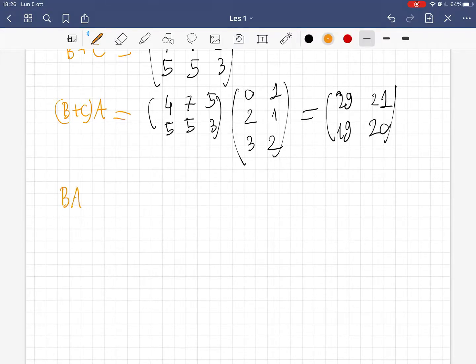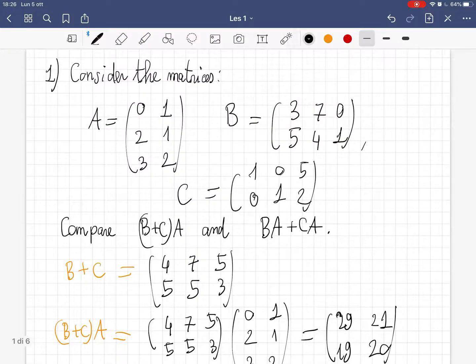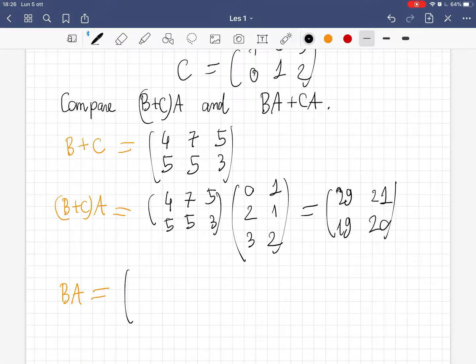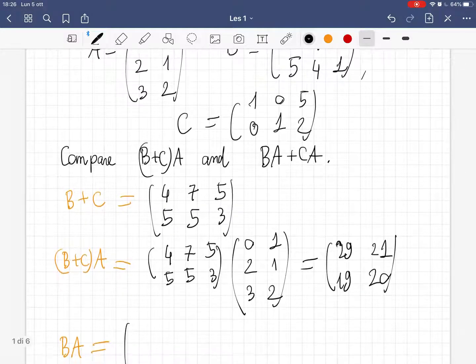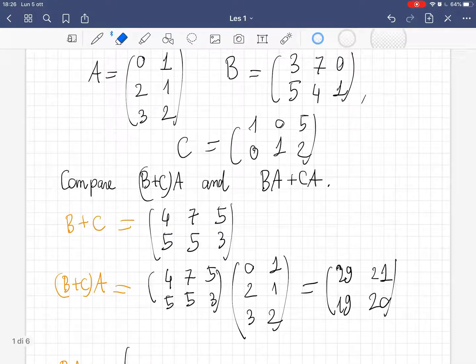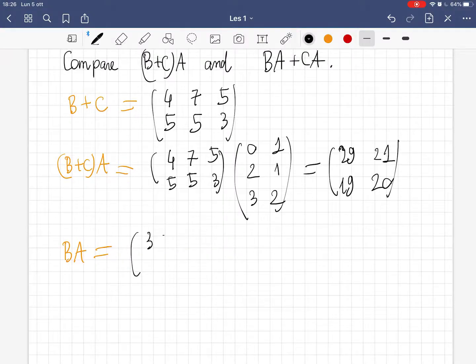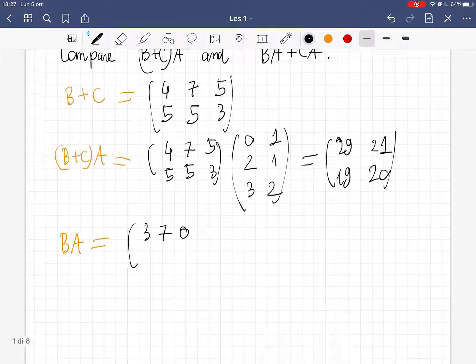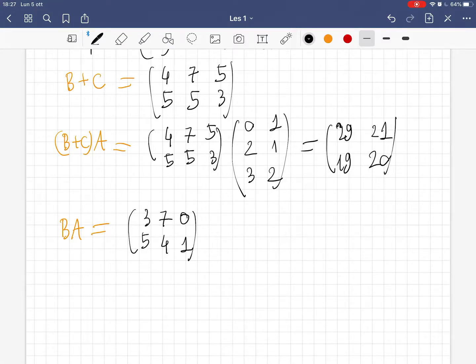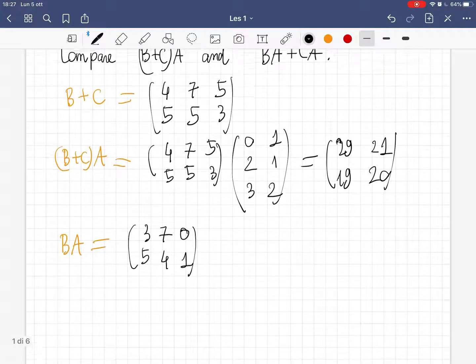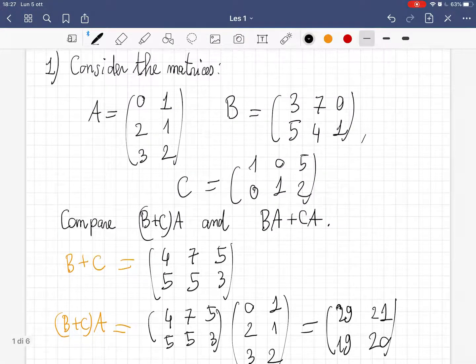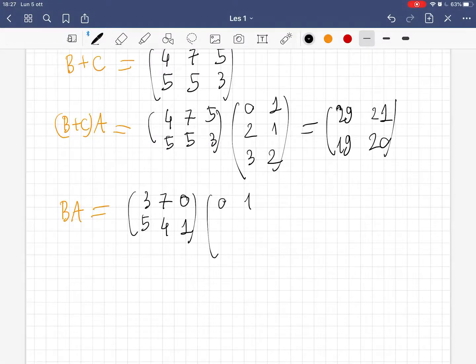So what about this? Then B times A, so let's just copy B, and C, times A, which is then this one, 0, 1, 2, 1, 3, 2. That's okay. That's good. So we do the same thing again.